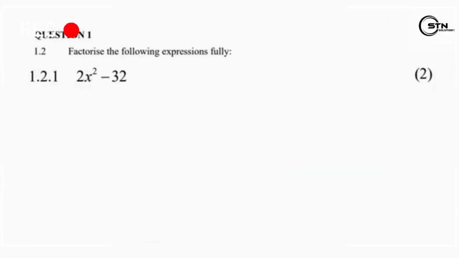Factorize the following fully. Okay, so step 1 of factorizing is always to try to take out a common factor. That's always the first step. So is there a common factor? Well, yes, you can take out a 2. On the next step, we can show them that we're taking out a 2, and then you're left with x squared minus 16.